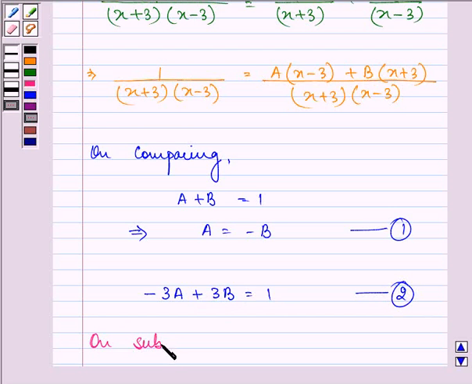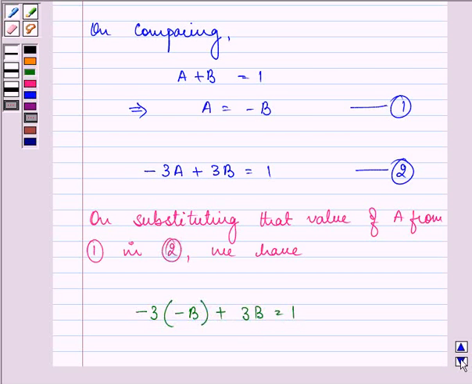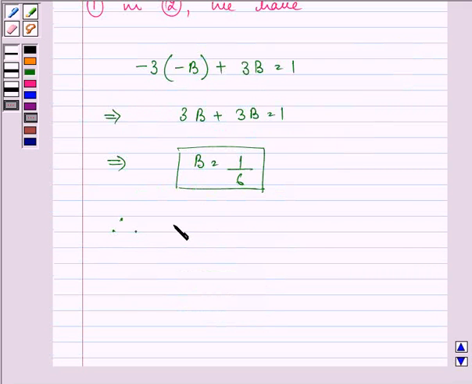Now on substituting the value of a from the first equation in the second equation, we have minus 3, the value of a is minus b, plus 3b is equal to 1, which is further equal to 3b plus 3b is equal to 1. That further implies the value of b is equal to 1 by 6. Now, if the value of b is 1 by 6, therefore the value of a will be equal to minus 1 by 6, right?